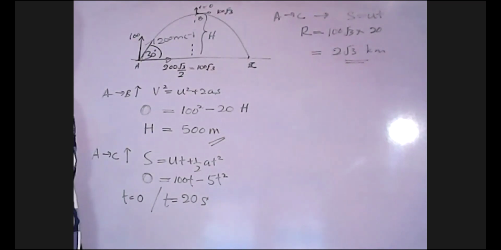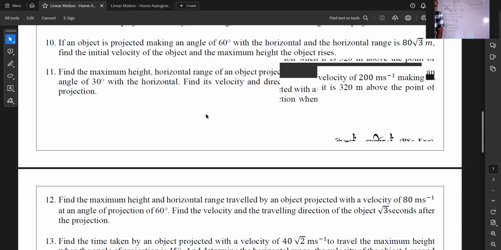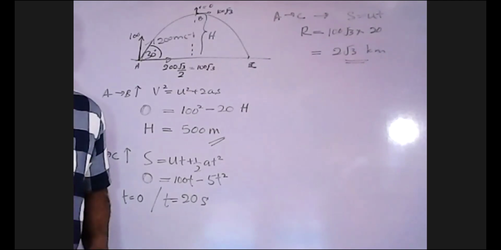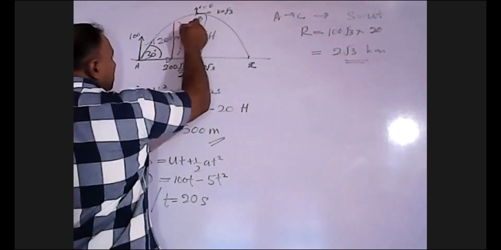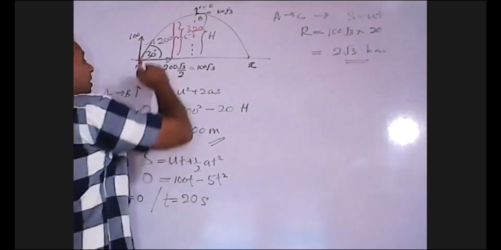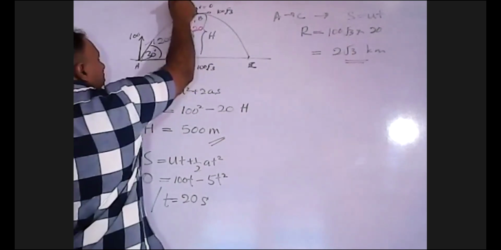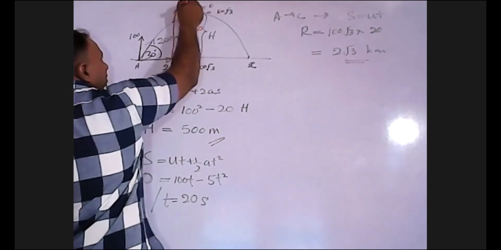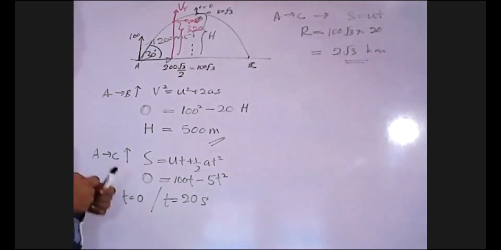Now, I have to find its velocity and direction when it is 320 meters above the point of projection. In 320 meters above the point of projection, what is the velocity? So this is Vy. Vx is equal to 100 times root 3. So you have to find Vy.